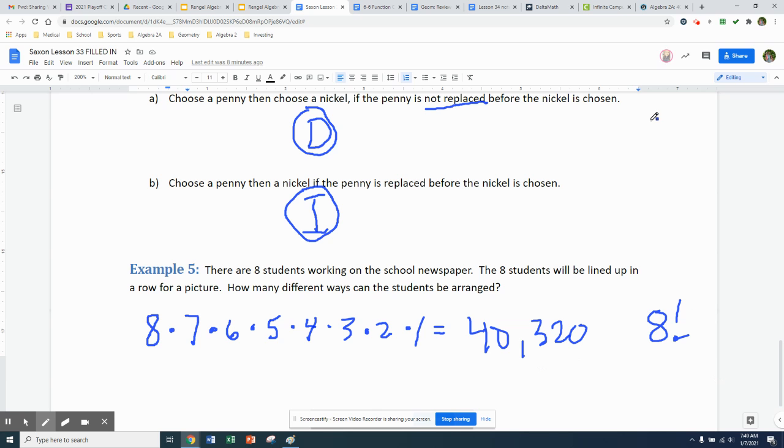And the factorial is actually an exclamation point. So the exclamation point is a symbol that is used in math and mostly statistics. And that would be our 8 factorial. So just starting to introduce some of our counting principles.